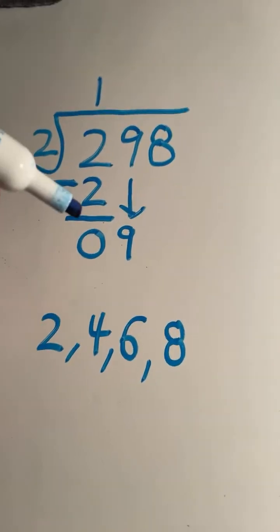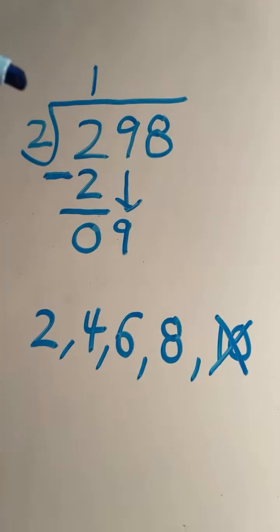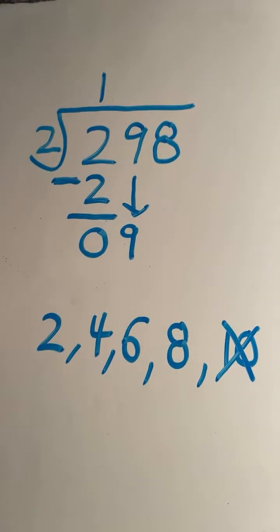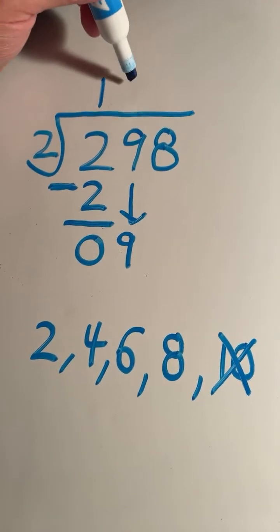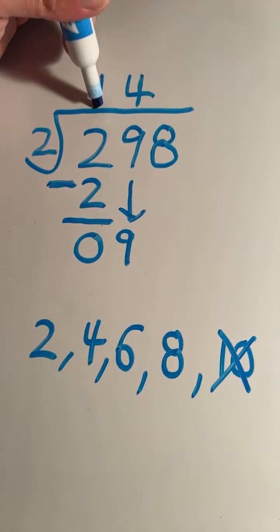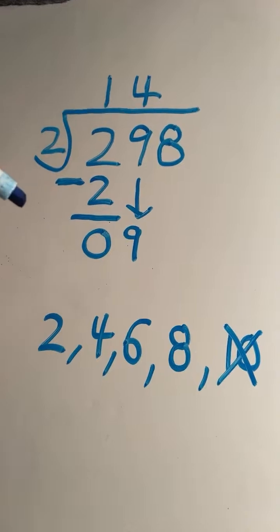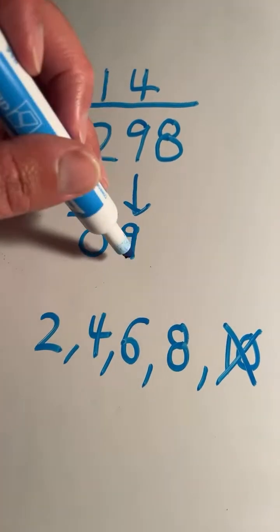Now if I count by 2 again, I'll be at 10, and that's too far. 10 is too far, right? We're already past the number 9. But I was able to get 1, 2, 3, 4 full groups of 2 within 9. So 9 divided by 2 equals 4 with a remainder, of course. There will be a remainder. Since 8 was as close as we could get to 9 without passing it, 8 is what we're going to subtract.